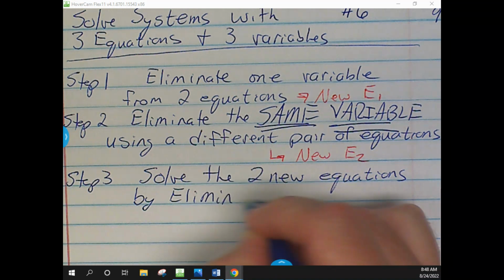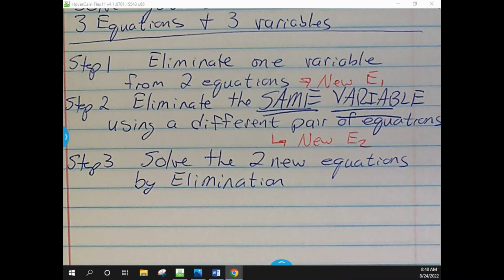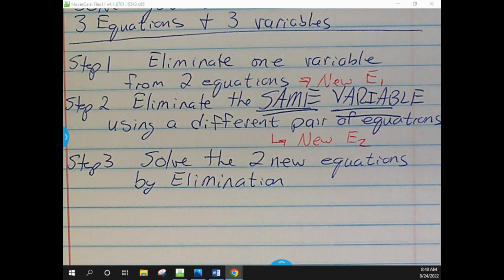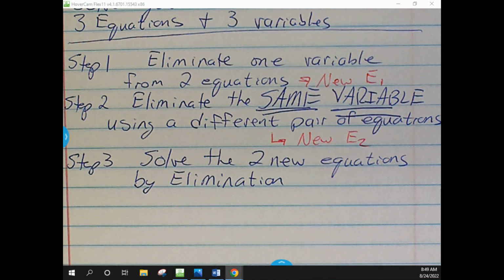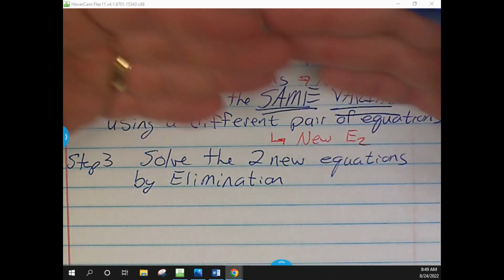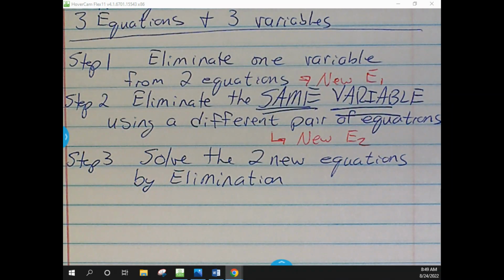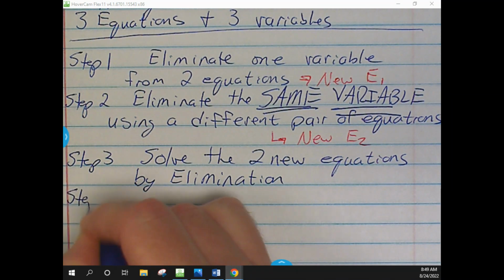Now, you can do substitution if you like substitution. Most people, when we've done this in years past, are like, I don't like substitution. I want to do elimination because I don't have to worry about distributive property. I don't have to worry about multiplying by negative. So we're just going to say we're going to do elimination. And once you solve those 2 new equations with elimination, then you're back to just what we did on Monday, 2 days ago. Now you've got 2 equations with 2 variables. You're going to solve it just like a regular elimination problem. And then you're going to use substitution to find all 3 variables.